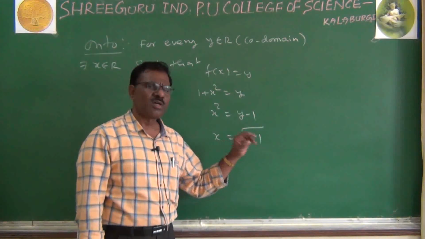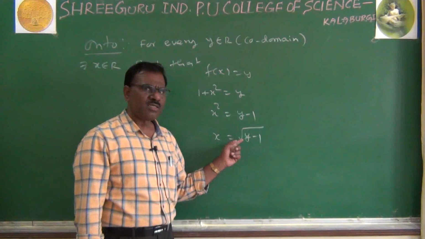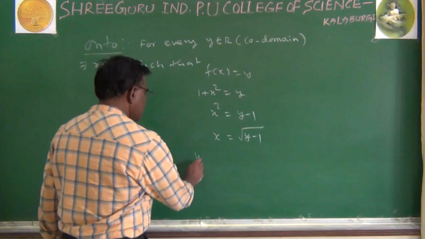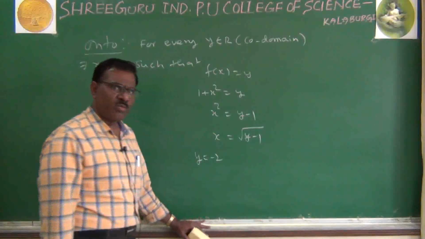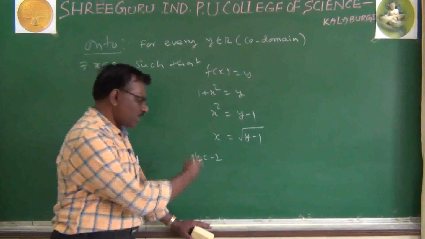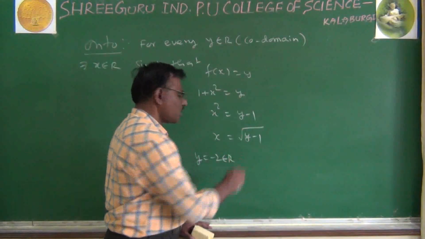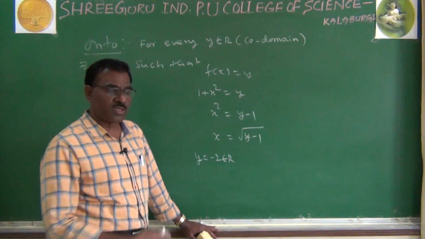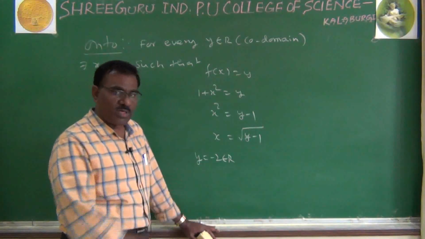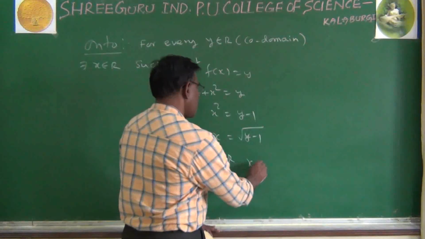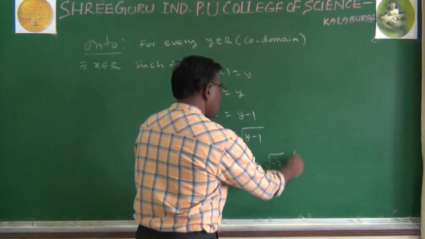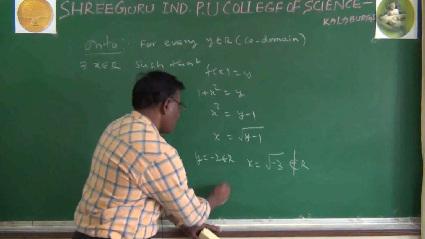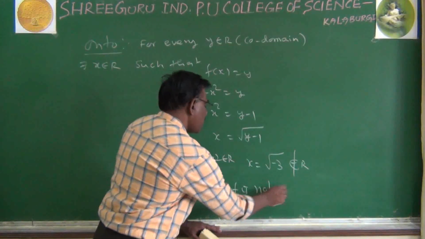So totally it does not belong to R. For y greater than or equal to 1, okay, it is possible. But even y is equal to minus 2, because it is a real number. Minus 2 is a real number, so I want x also a real number. Every element of the codomain must have a preimage. So x equal to root of minus 3 does not belong to R because it is a complex number, hence f is not onto.